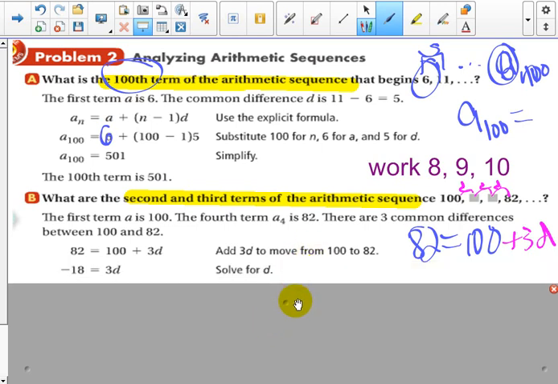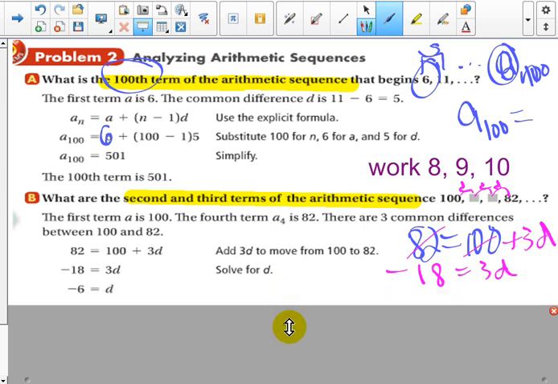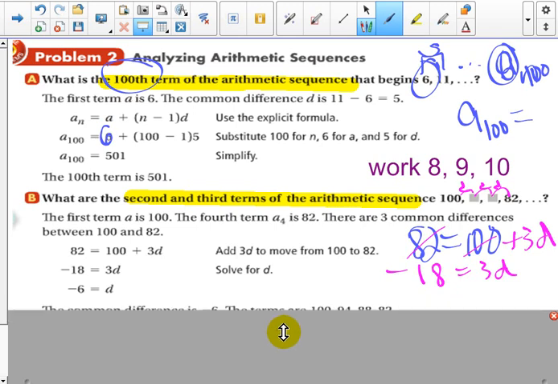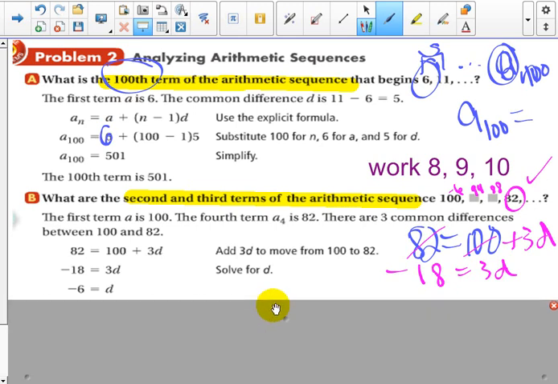Now, when you start just using simple algebra, you subtract 100 from each side. You get negative 18 equals 3 differences. Then divide each side by 3, and you get the difference, negative 6. So let's look. If we start at 100 and we go minus 6, that's going to be 94. 94 minus 6 is 88. 88 minus 6 is 82, so it checks out. Our difference is negative 6.